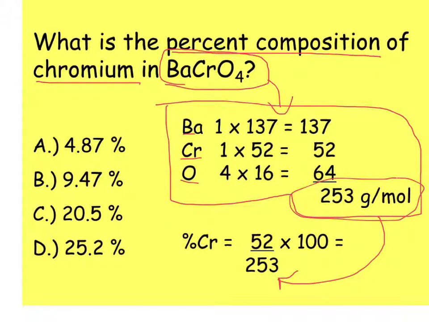So again, now 253 becomes our denominator in our percent equation. And then since we're looking for chromium, we're going to use this value here in the top part. And when we do the math all together, you should get 20.5%. All right, so there's nothing much more difficult than that. It's a pretty straightforward concept, and you should be able to do this now without any effort.